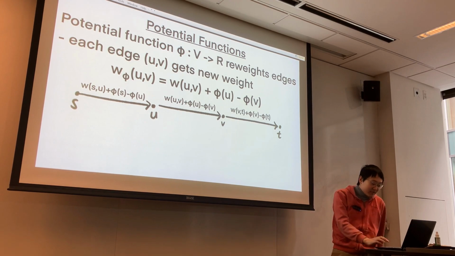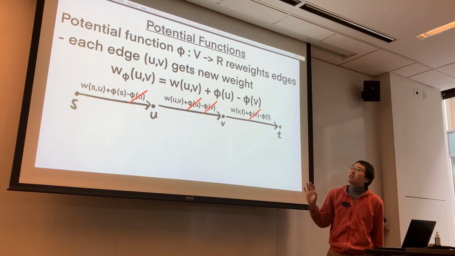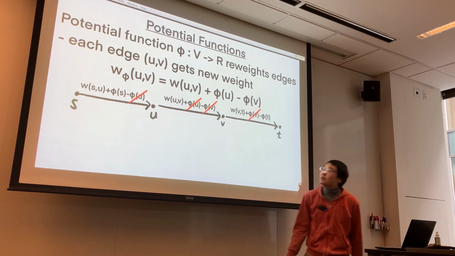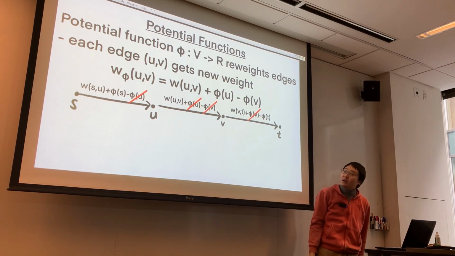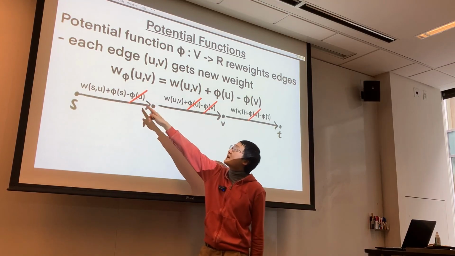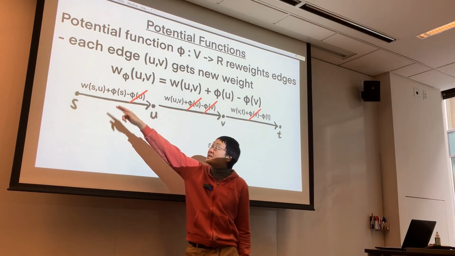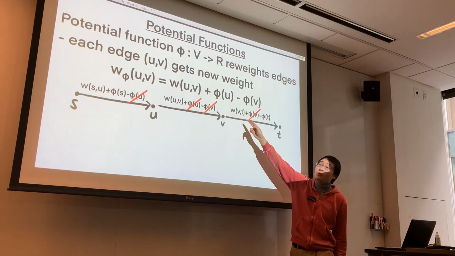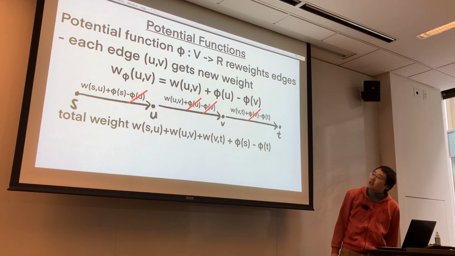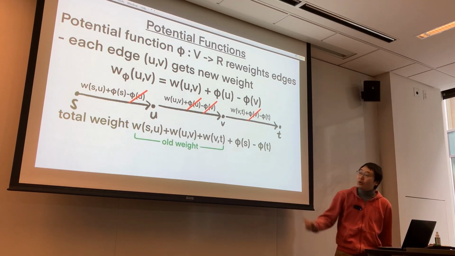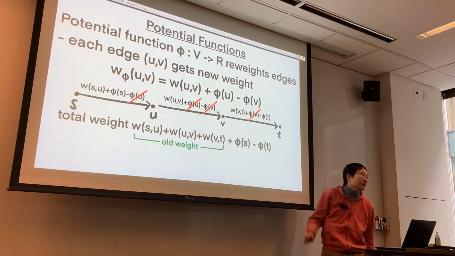Why is this potential function useful? It's because there's a telescoping going on. If you sum up these quantities over an entire path, everything telescopes and these cancel. The only surviving terms are plus phi s minus phi t and the original weights themselves. This means that the total weight is just the old weight plus phi s minus phi t.